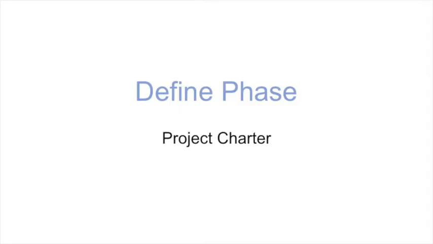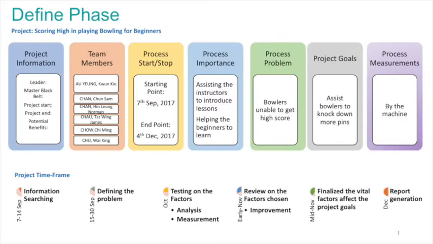In the define phase, we mainly use a project charter to illustrate the overview and the objective of our project. The main objective of our project is to assist bowlers, especially beginners, to knock down more pins and score higher points. We started our project by searching related information and then further defining the problem and making different tests on the factors. After reviewing them, we proceed to finalize the vital factors and write up a report before drawing conclusions.